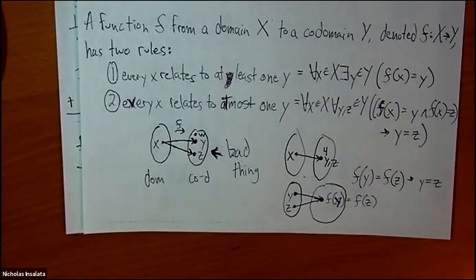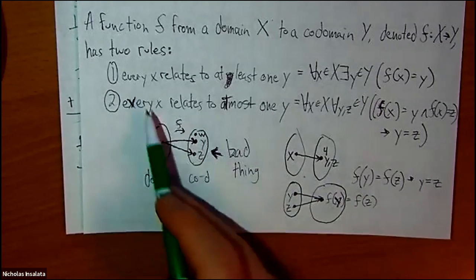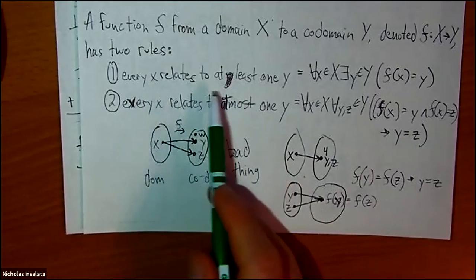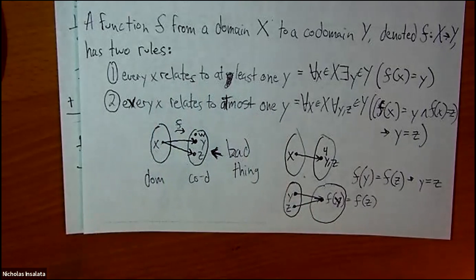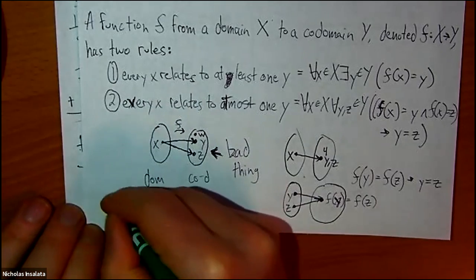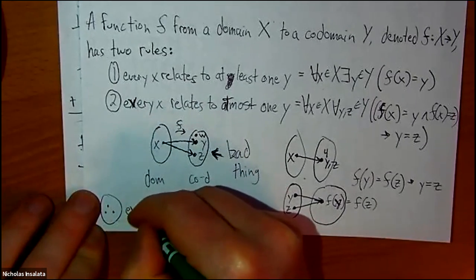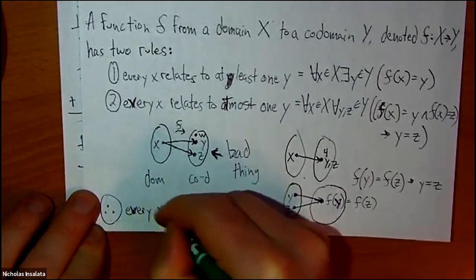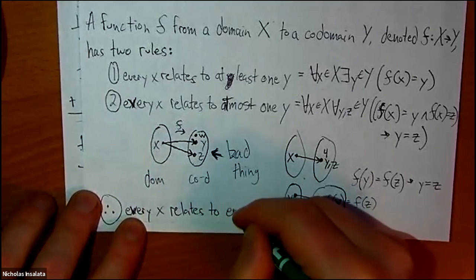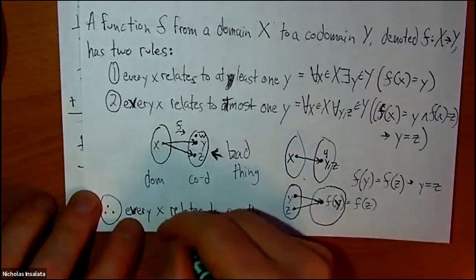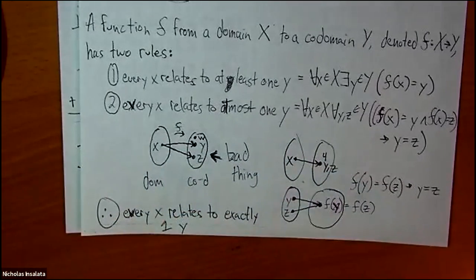Okay, so one more point here. If every x relates to at least one y, and every x relates to at most one y, how many y's does every x relate to? 1, right? Every x relates to exactly 1 y. If you take rules 1 and 2 and combine them, every x relates to exactly 1 y.